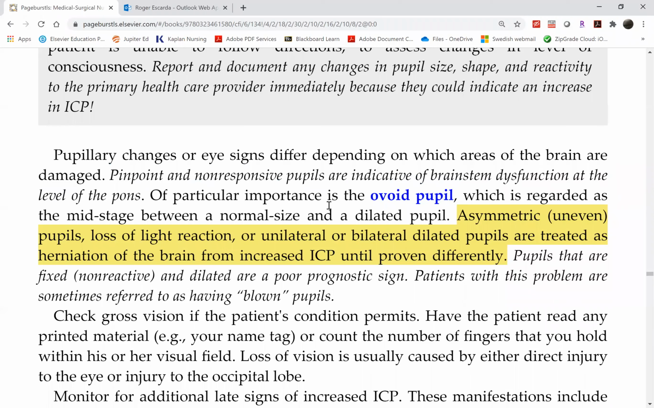Okay, thank you. And what about this highlighted section here, Ms. Turner? You want me to read it? Oh yeah, go ahead. Thank you. Asymmetric uneven pupils, loss of light reaction, or unilateral or bilateral dilated pupils are treated as herniation of the brain from increased ICP until proven differently. Okay, can you read the rest, please? Pupils that are fixed, non-reactive, and dilated are a poor prognostic sign. Patients with this problem are sometimes referred to as having blown pupils. All right, thank you.